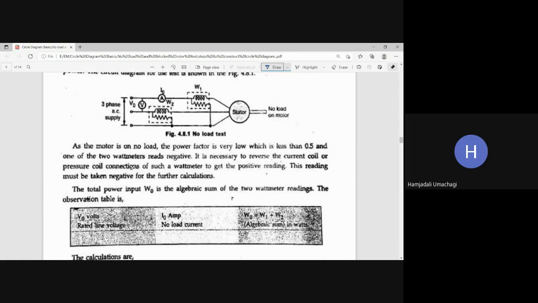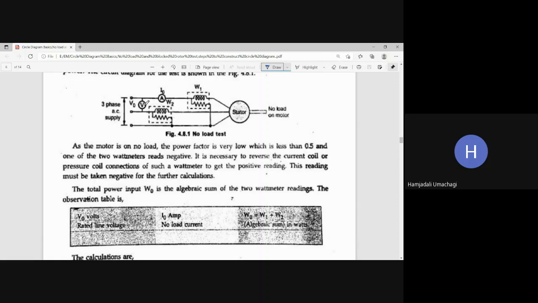Now the total power input W naught is the algebraic sum of the two wattmeter readings. So after applying the rated voltage, which is observed using V naught, we should note down the different readings. The total power consumed is the algebraic sum of W1 plus W2. This is the observation table for the no load test, where we note down different parameters like V naught, the rated line voltage, I naught in amperes, the no load current, then W naught equal to W1 plus W2, which is the algebraic sum.